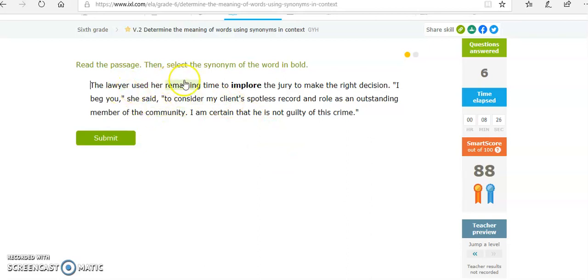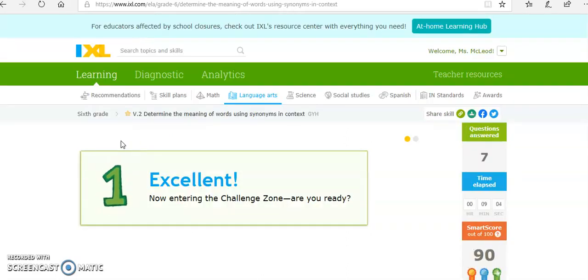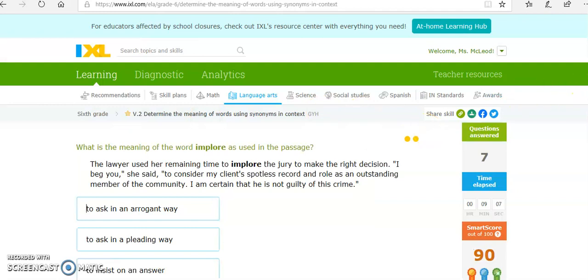So we have her remaining time to implore the jury to make the right decision. If she's going to implore the jury to make the right decision, is she begging them or is she considering? I think she's begging them. So let's try begging them to consider her client's spotless record and outstanding member of the community. So she's begging to take these things into consideration. All right. And we're going to figure out, what does implore mean?